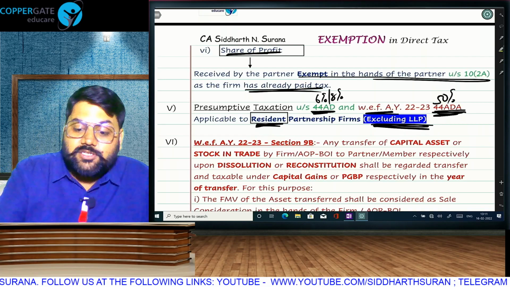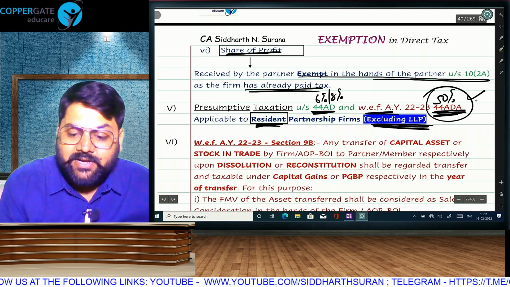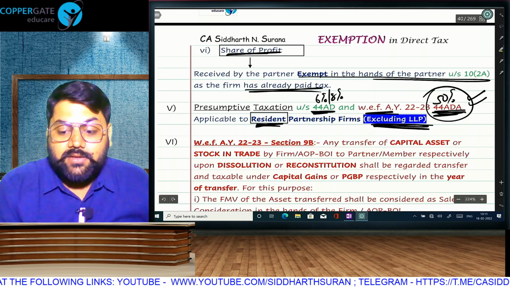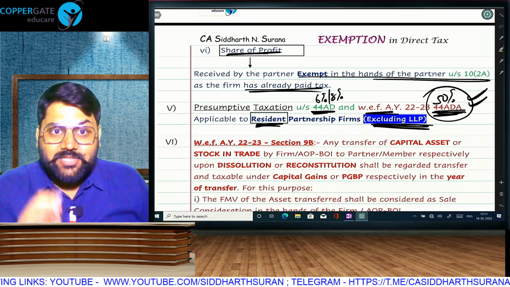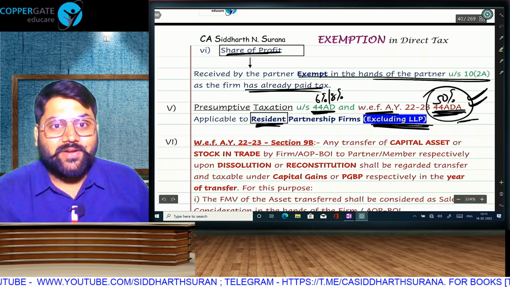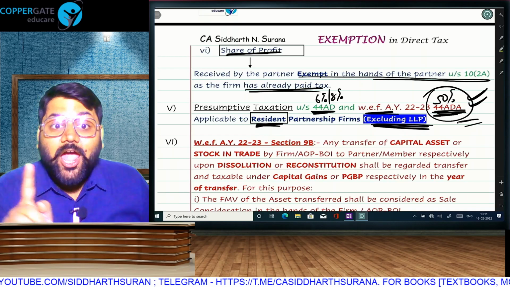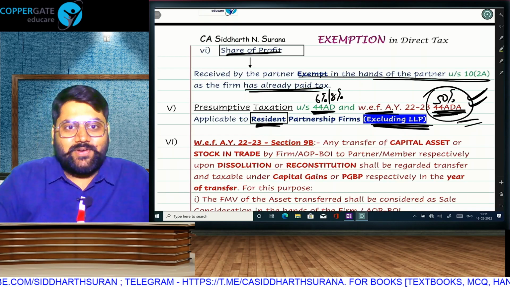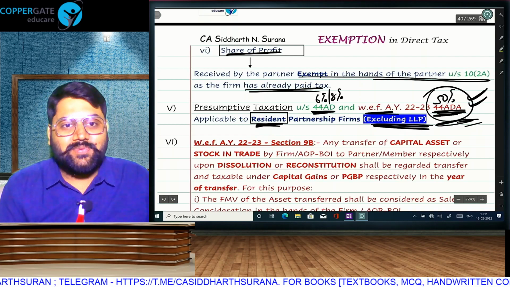Now they have changed the eligible assessee here. Now as per the amendment, it is resident individual, resident firm excluding LLP. That means, listen, first of all, HUF which was eligible is now disqualified. Companies etc. disqualified. And LLP also disqualified. Only resident individual, resident firm excluding LLP.